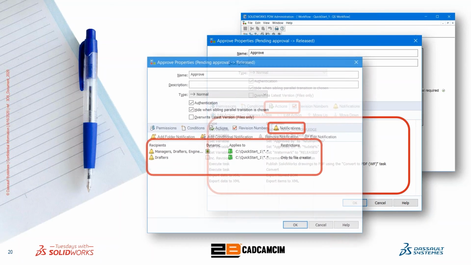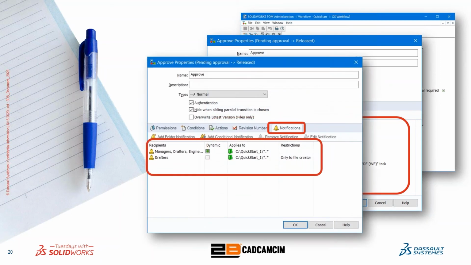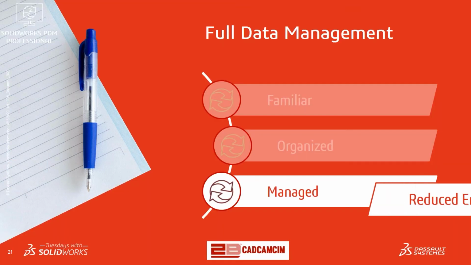Also, if we check the Notifications tab, you will see that some notifications have been added to notify users and groups of the actions that have been done to the files in the specific folder. So from the Actions tab, we can add the desired actions that will happen to the file when it passes from one state to another. And from the Notifications tab, we can add and select whichever users we want to notify about modifications that happen to the specific files in the specific folders.